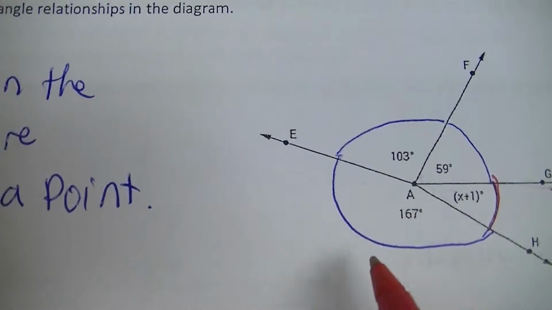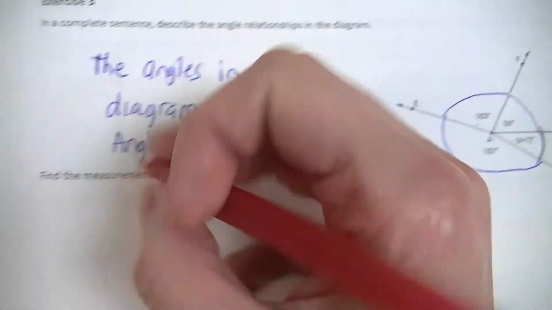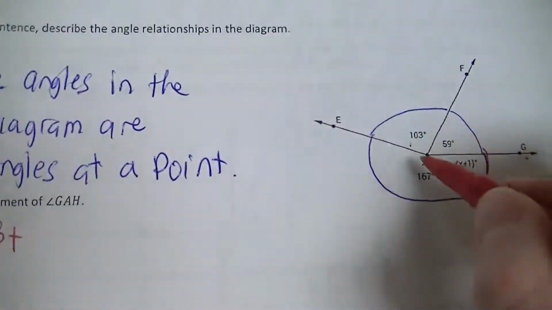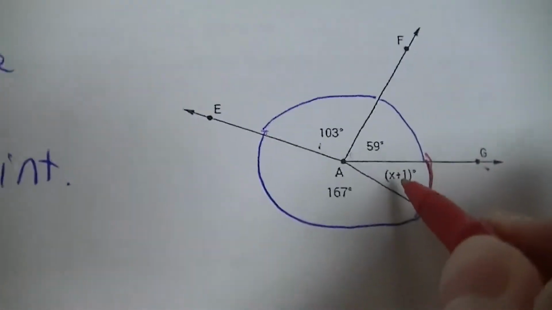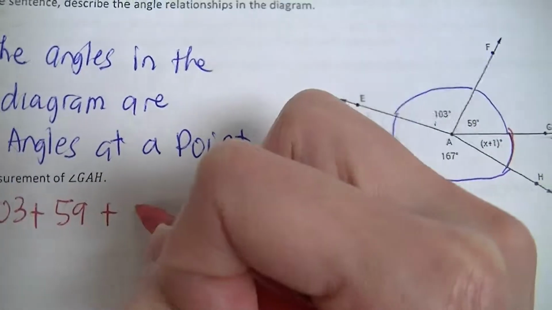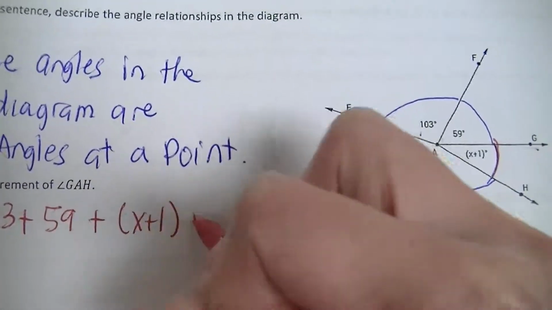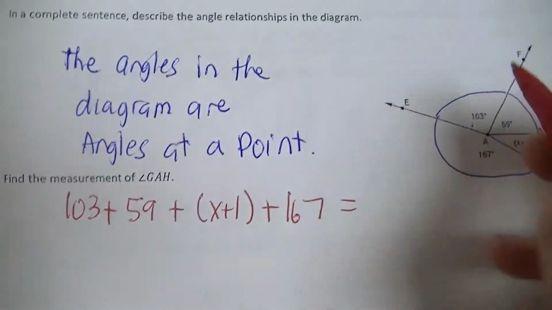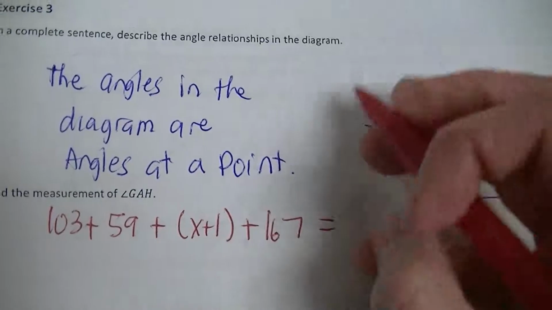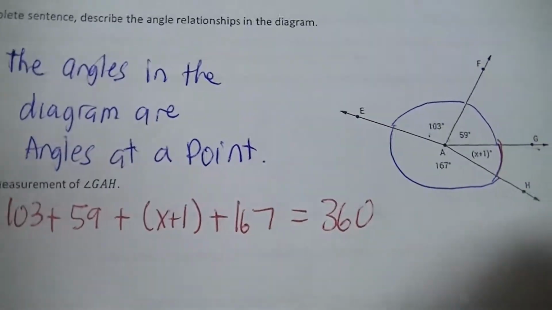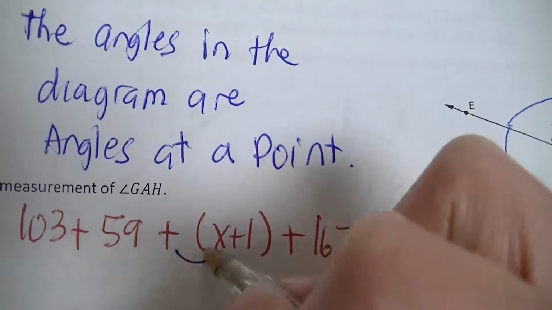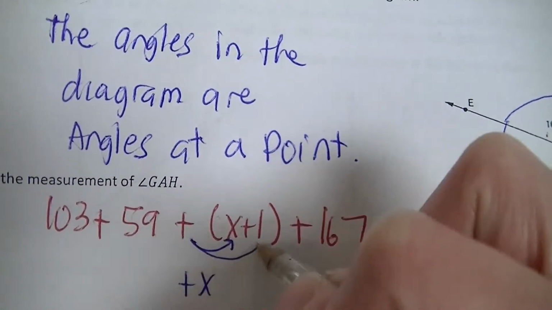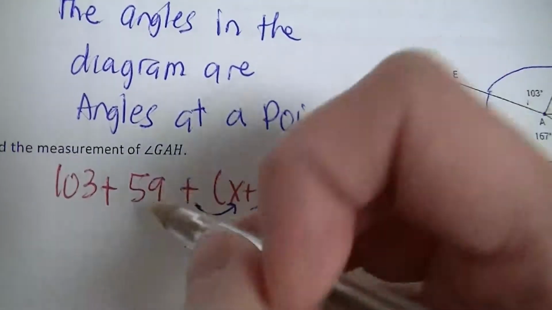I don't care what order you do it in. I'm just going to go with 103 first, plus 59, plus (x plus 1), plus 167, and like you've said before, or like you hopefully should know, they have a sum of 360 degrees, okay? Now I see that I have parentheses right there, and we just distribute it through real quick. Positive times x is a positive x, positive times a positive 1 is a positive 1, so bring everything down.